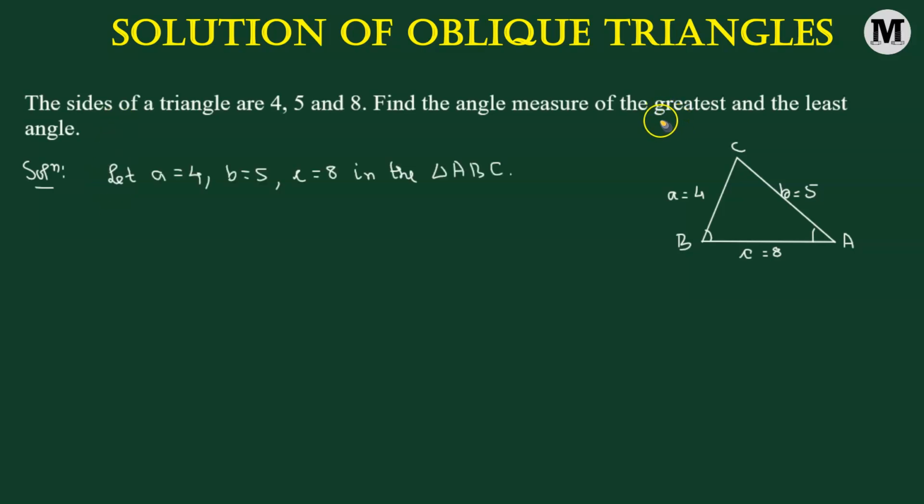Now we need to find out the greatest and the least angle. What is the shortest side of the triangle? This is the shortest side, a equals 4 units, and c equals 8. This is the longest side of the triangle.